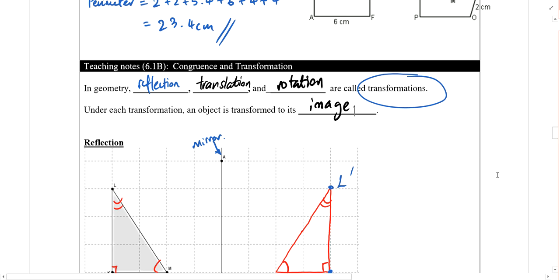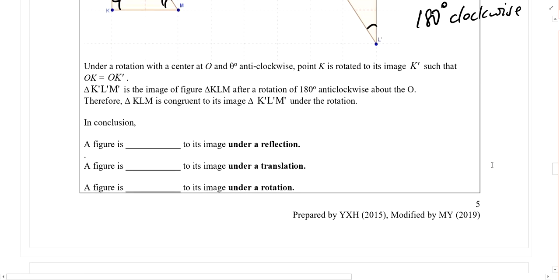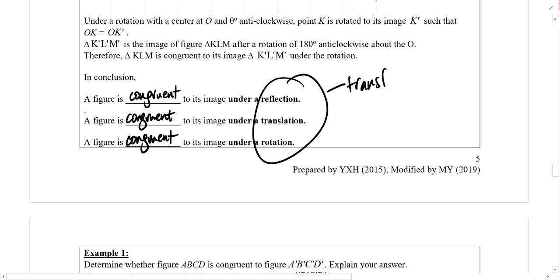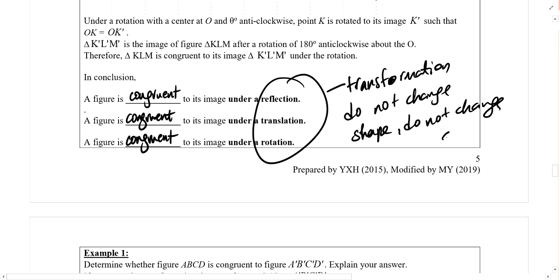So for all of these three transformations, a figure is congruent to its image under reflection. It is congruent to its image under translation. It is congruent again to its image under rotation. All these three transformations do not change shape, do not change size.